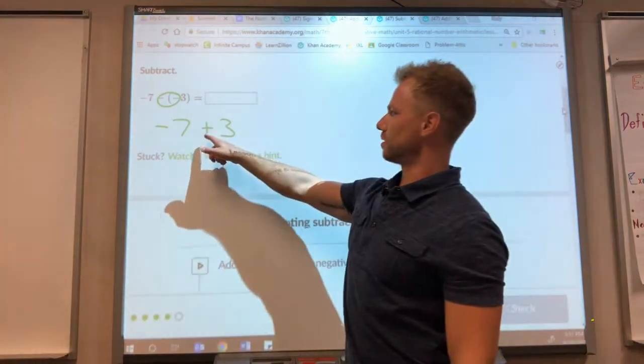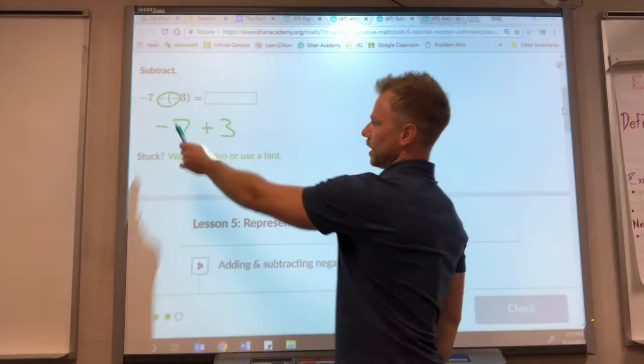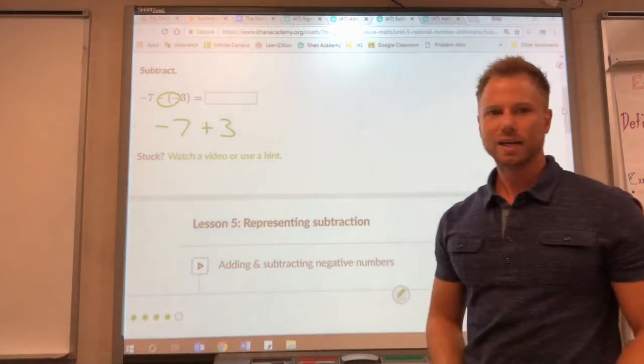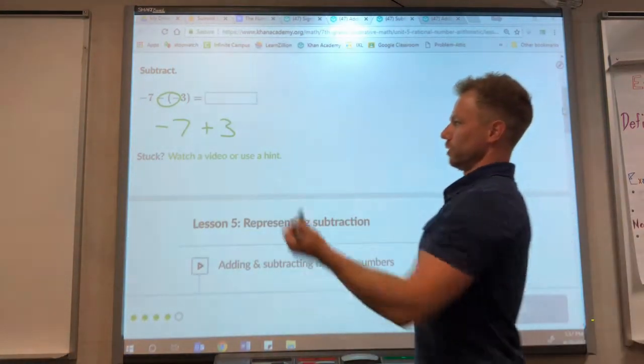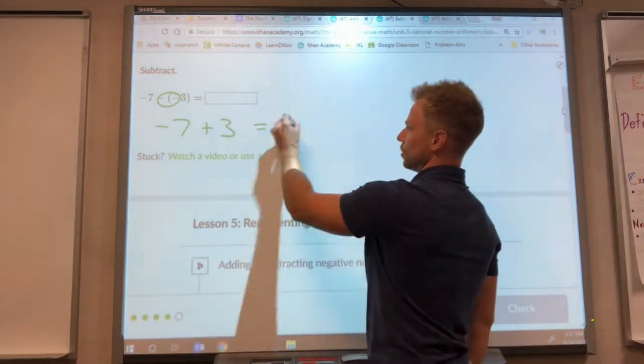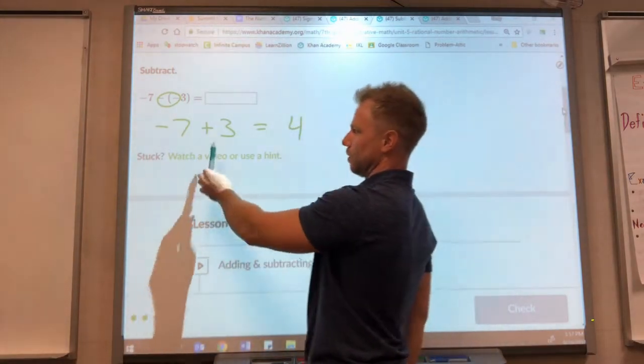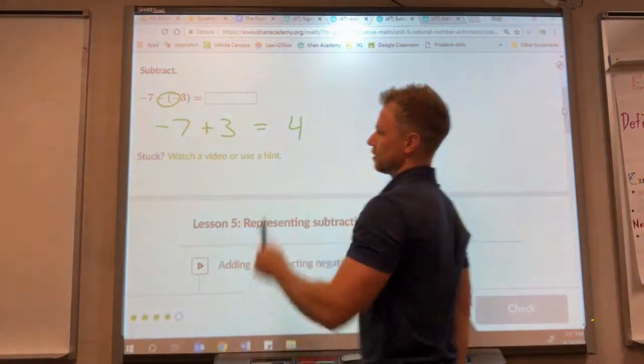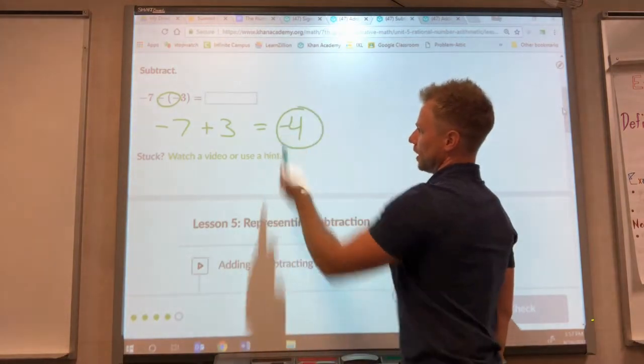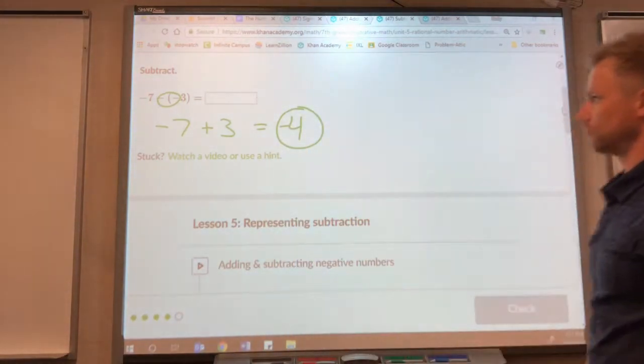Now that we have a plus in between, we can look at the signs. We have a -7 and a +3. They're unlike, so we would subtract. 7 minus 3 is 4. Keep the sign of the bigger number. 7 is bigger and it's negative, so the sign of our final answer is going to be a -4.